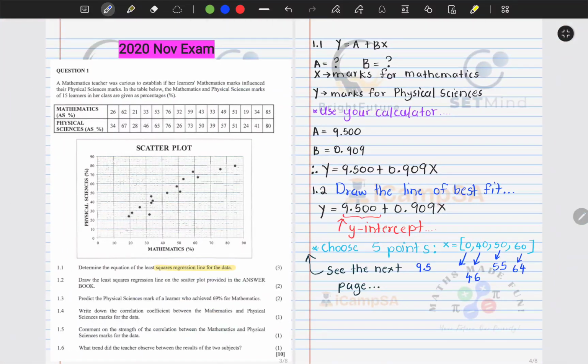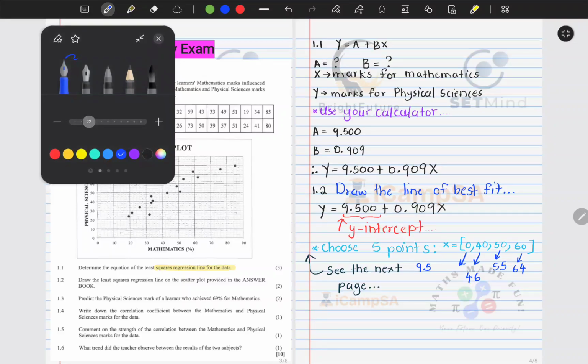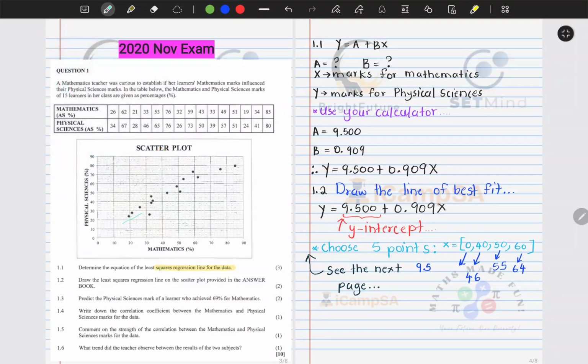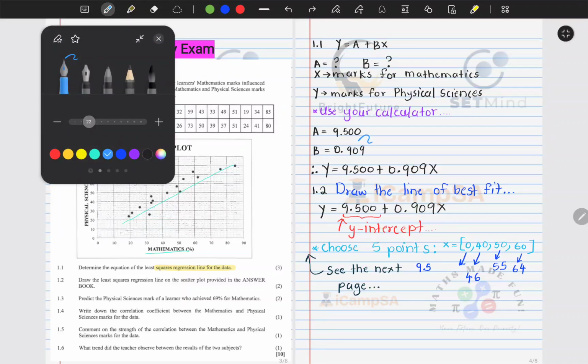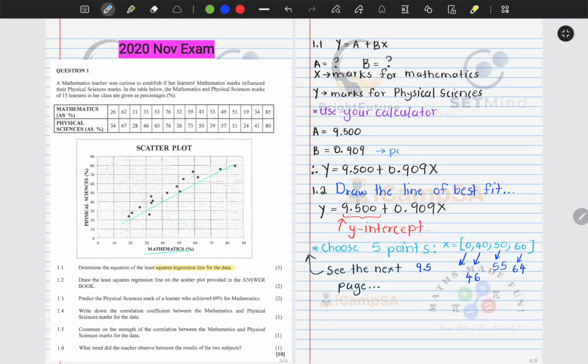So let's have a look at 1.6. What trend did the teacher observe of the two results? Now we need to make an observation. So look at what happens. As mathematics marks increase, you will see that the physics marks also increase. So a person who's scoring higher in mathematics is more likely to score even higher in physical sciences. And even our gradient, the value of B, because this is positive here, that is what we can conclude.